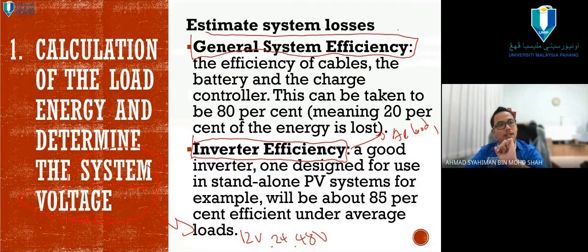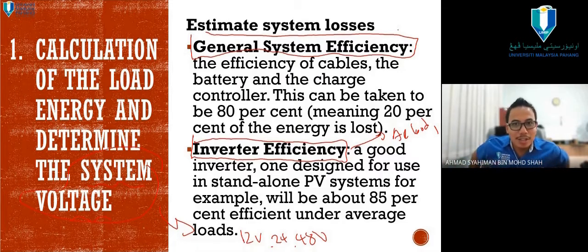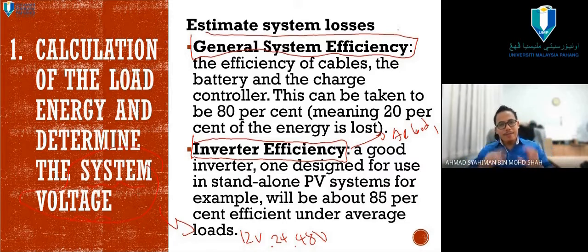Saya tak refer daripada SEDA and a lot of books you read, a lot of methods, they use different methods. Yang ni lah kita discuss dah sekali, and several books also we refer. The efficiency of cables, battery and the charge controller, this can be taken to be 80%, meaning 20% of the energy is lost. Yang ni memang totally saya ringkaskan. Maksudnya general system efficiency kita tak perincikan.